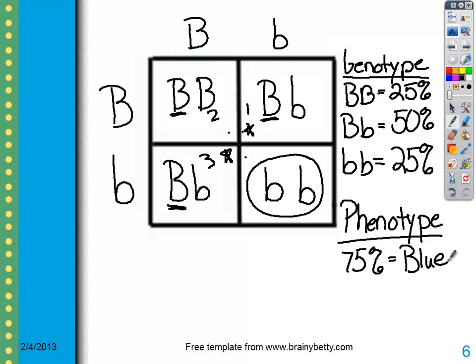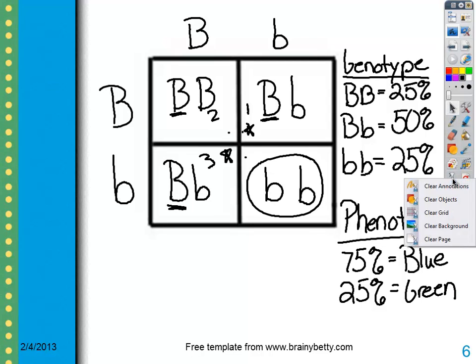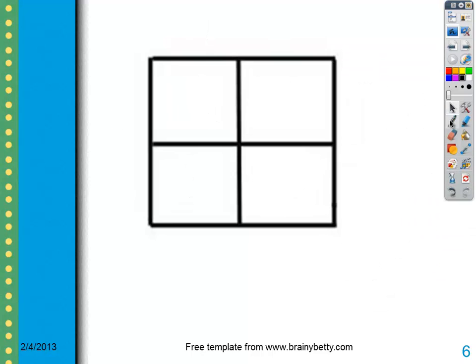Now, we have this 1 quarter over here that is green because there is no dominant blue. So they also have a 25% chance of having a green-eyed child. Take a few minutes and think about it. Go back and watch it again if you need to. We're going to write down some steps now to kind of help clear things up even more.